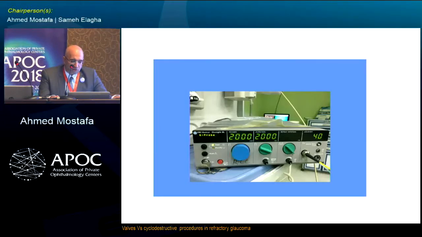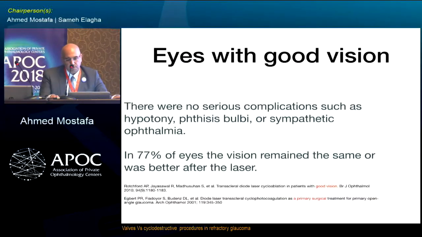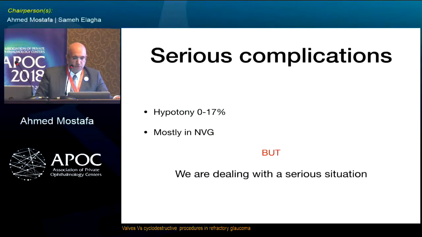It's a simple machine where you have to adjust the power and the duration, and you will see the number of the shots. Now, cycloablative procedures, we had the wrong concept that they're applied on painful blind eyes. No, this is not true. Cycloablative procedures are applied on eyes with good vision. How good? Good seeing eyes. There were no serious complications such as hypotony, phthisis bulbi, or sympathetic ophthalmia in some of the studies. And the pressure was controlled, and they kept their vision, though there might be some decline, but they kept their vision. So that reflects the safety of the procedure.